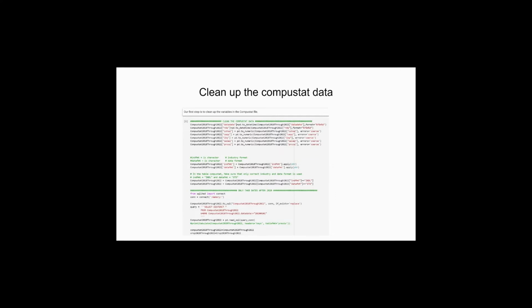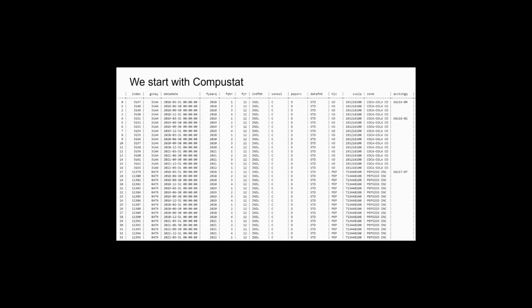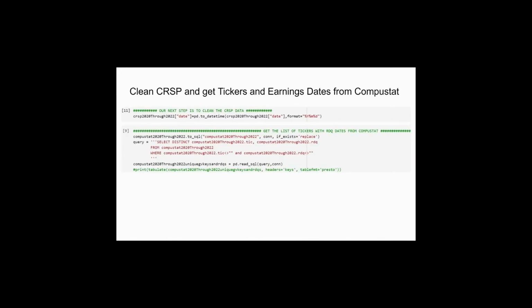And then we clean up the industry format and the data format. We select only the rows where we have INDL or STD. And then lastly, we select only observations from 2020 or after. Okay, and this is what the CompuStat data looks like that we read in, after we clean it. This is not all the data, but this is like the first 10 or 12 rows or something.